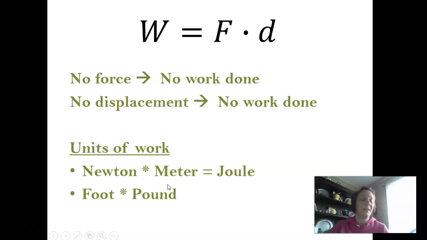If the problem is in FPS, if it's in the foot-pound-second system, then the unit is foot-pounds, right? And I find it interesting that they kind of write it backwards, right? The pound is the unit of force, and the foot is the displacement, but they call it a foot-pound. Guess that sounds better than pound-foot.